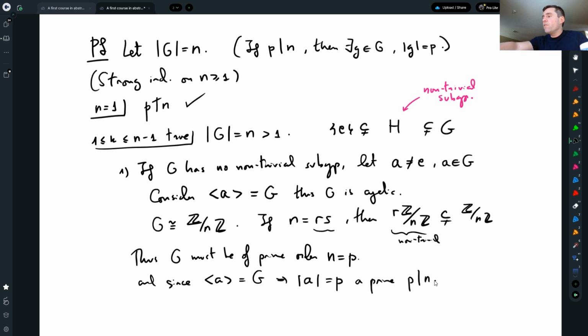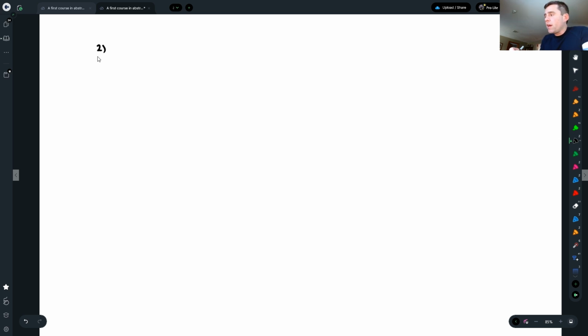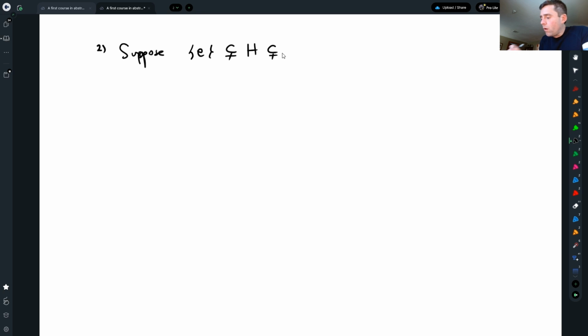So what happens if there are non-trivial subgroups? The second case: now suppose that there is a non-trivial subgroup H of G, and therefore, since it is non-trivial, the order is less than G. So now the order of H is between 1 and n, which is actually within the range of our induction hypothesis. So we can use the induction hypothesis.